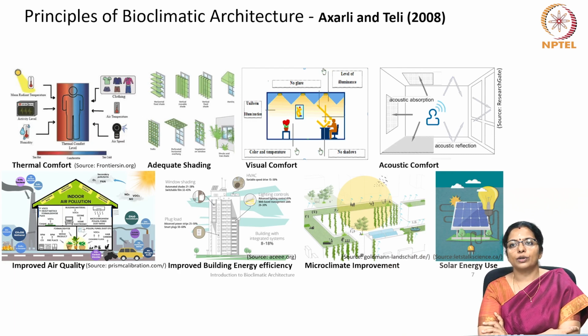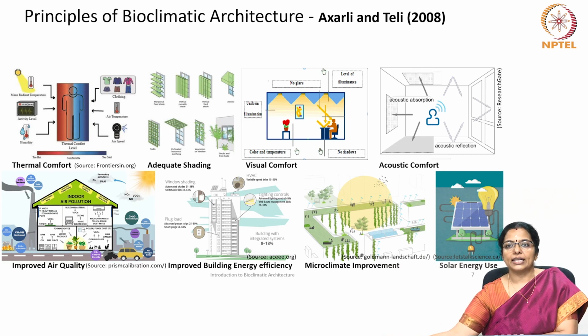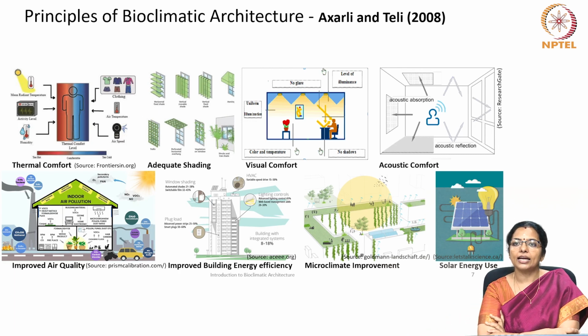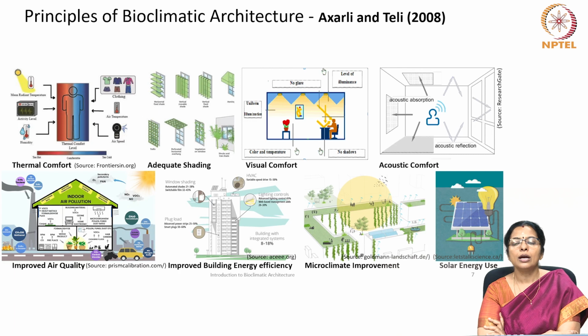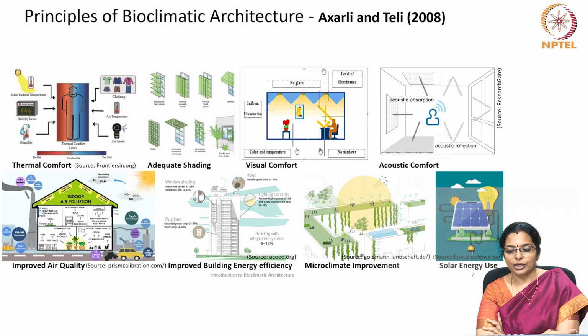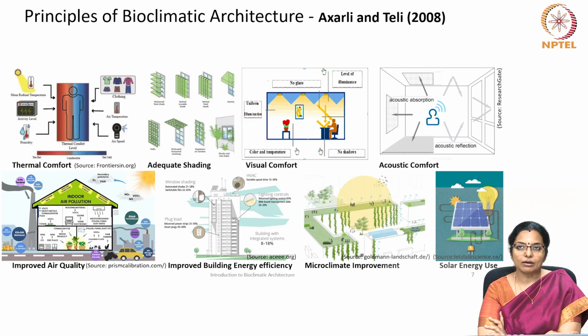Solar energy exploration plays an important role, with designs incorporating solar radiation for heating, lighting, and power generation. Thermal protection of buildings and shading strategies are integrated to manage heat gain and ensure thermal comfort. Finally, emphasis is placed on natural lighting solutions and acoustic protection measures to create harmonious and sustainable built environments. So, according to Axerly and Telly, thermal comfort is a very important criteria in bioclimatic architecture.